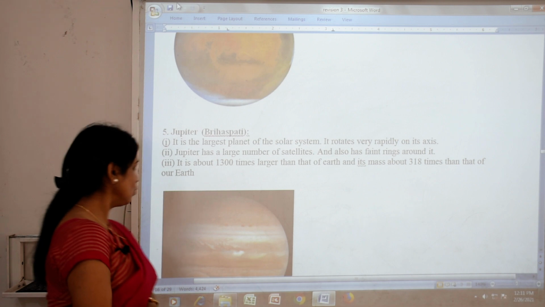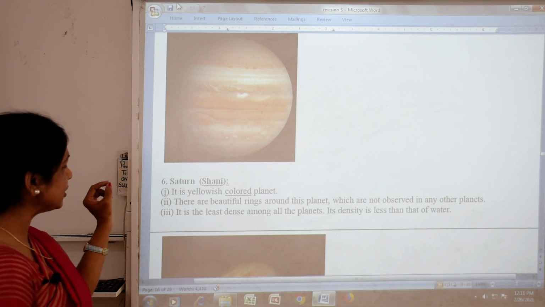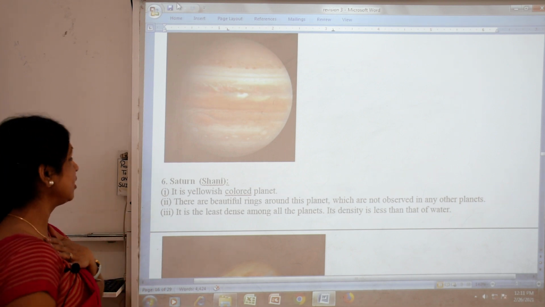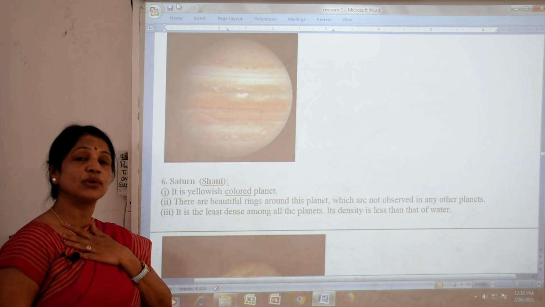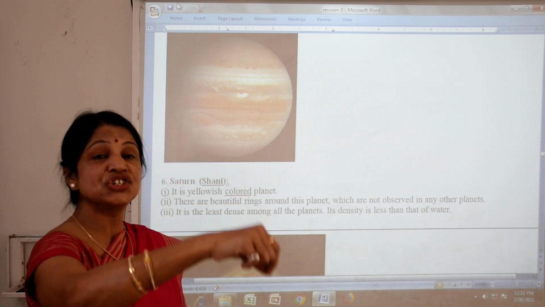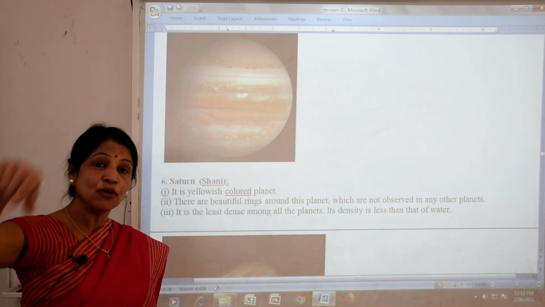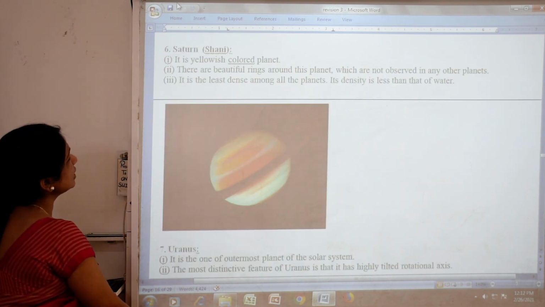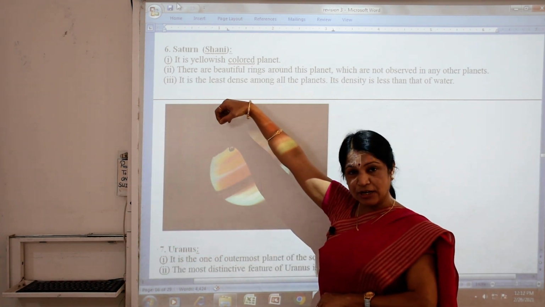Now further, after Jupiter we are going to see Saturn. Saturn means Shani. By this name Shani we feel fear, due to the Sade Sati, 7.5 years, but there is no need to be afraid. Here we are going to see the scientific reason of Shani and why it has the Sade Sati. What is the rings' relation with this Sade Sati? By the scientific reason we are going to remove our fear.